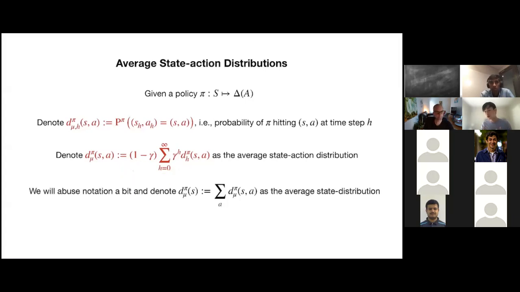Okay, and we're also going to abuse the notation a little bit and sometimes write this just over S. So this is a distribution over state only, obtained by just marginalizing over the action.